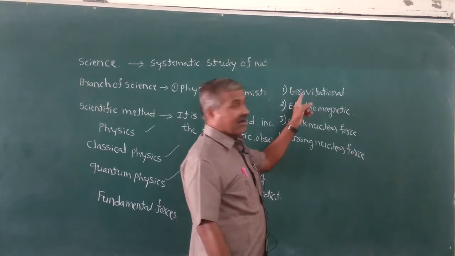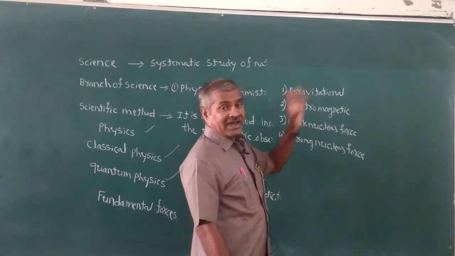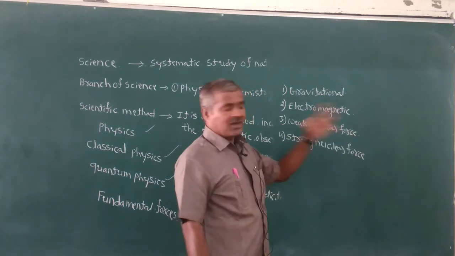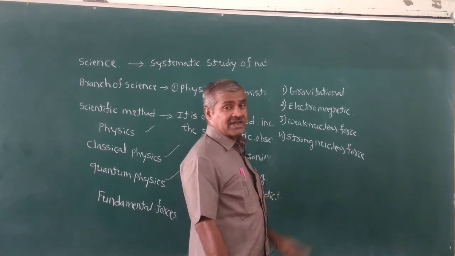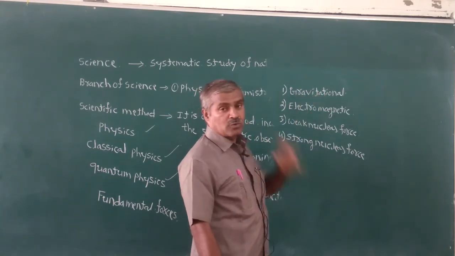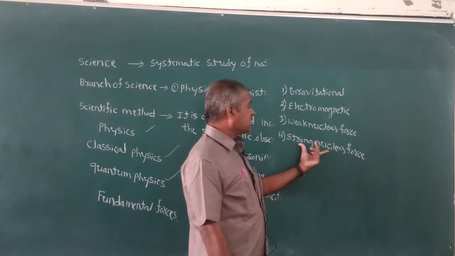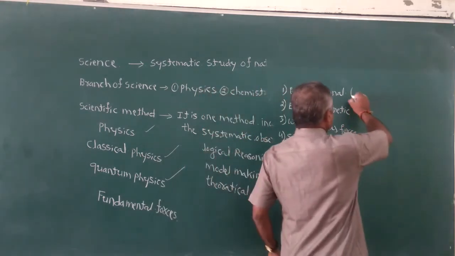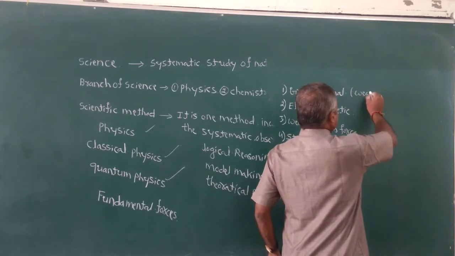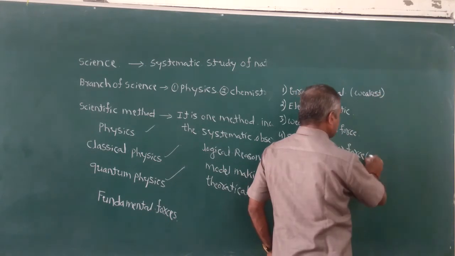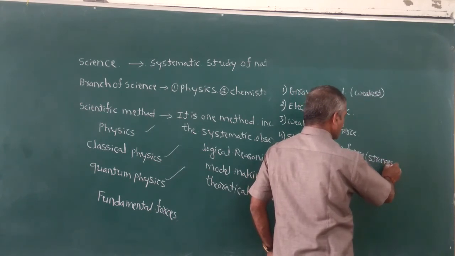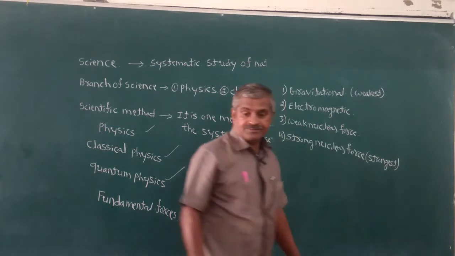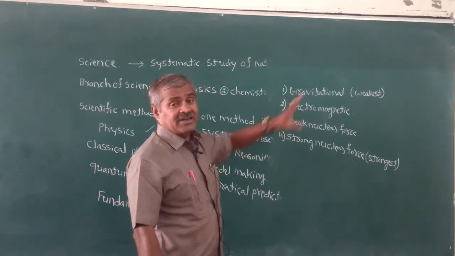First one is the gravitational force, second is the electromagnetic force, third is the weak nuclear force, and fourth is the strong nuclear force. Among these forces, the weakest force is the gravitational force. The strongest force is the strong nuclear force. This force is weakest, and this force is strongest.